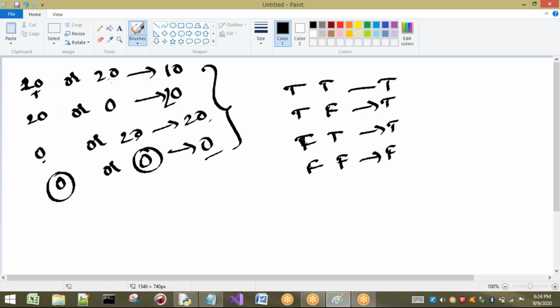In the same way, see here. This is true, true. Answer is true. This one is true, this one is false. Answer is true. Okay. Next one. This is false, this is true. Answer is true. This is false, this is false. Answer is false. In this way you can observe.